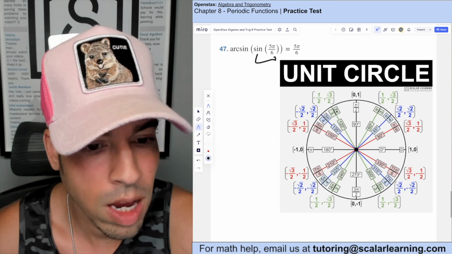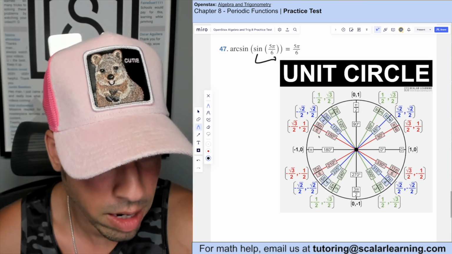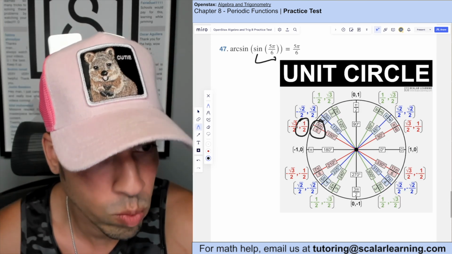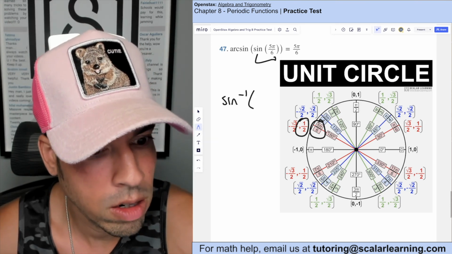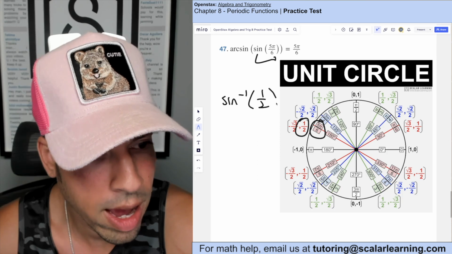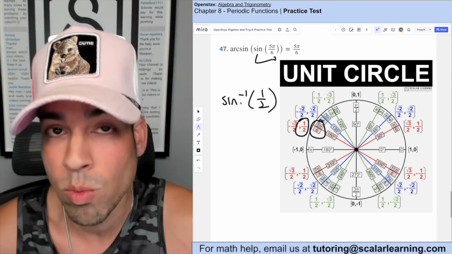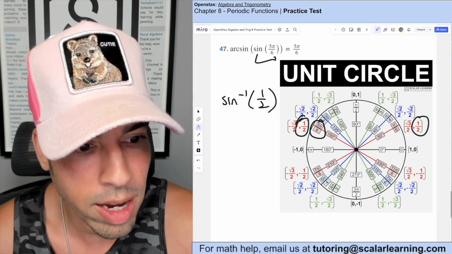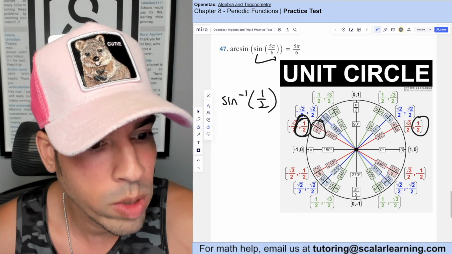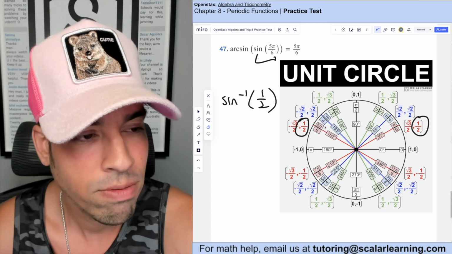So first we have sine of 5 pi 6, and here's 5 pi 6. Sine would be 1/2, okay? Now we're going to take arc sine of this value of 1/2. And if we take arc sine, we're really saying, hey, where on the unit circle do we have a y value of 1/2? We have it here and here, okay, both spots. So do we come back and do we get 5 pi 6?